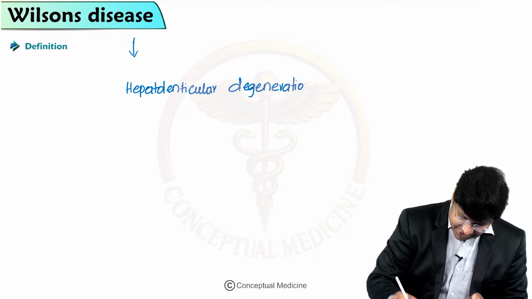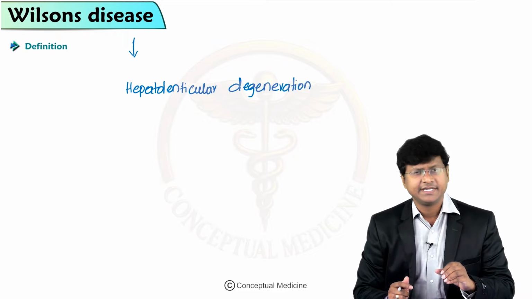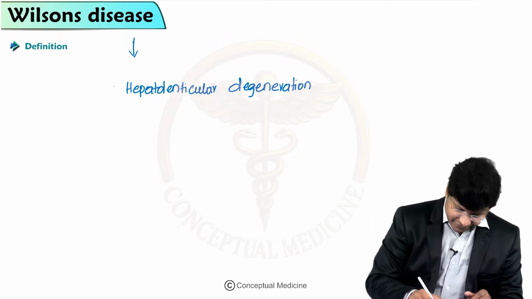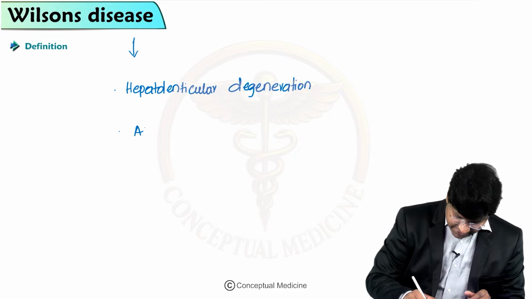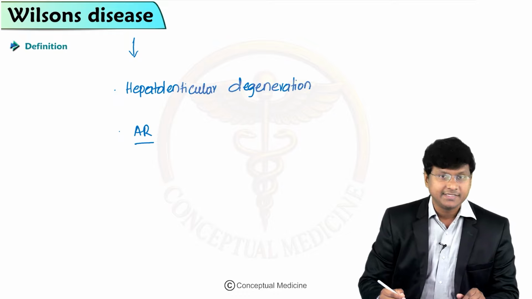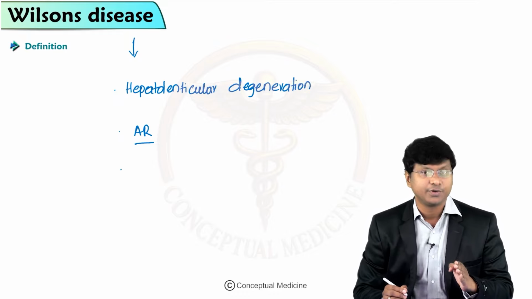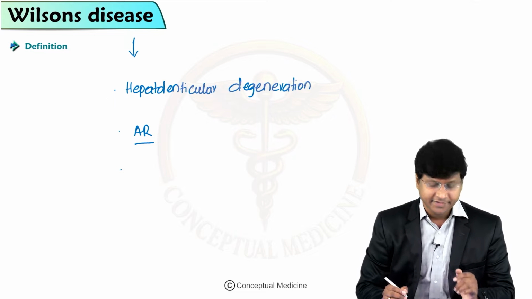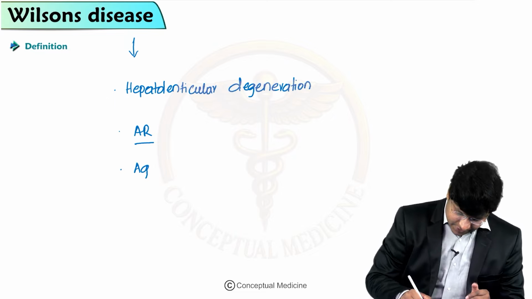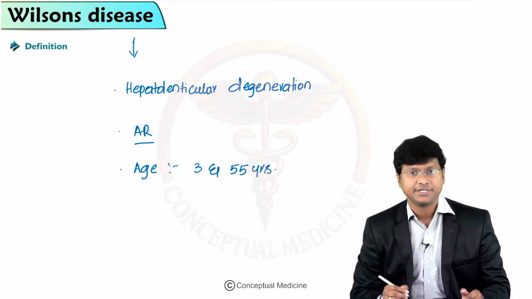Now, Wilson's disease is an inherited disorder. What type of inheritance is this? It is an autosomal recessive type of inheritance. This is usually seen in persons between the age group of 3 and 55 years of age.